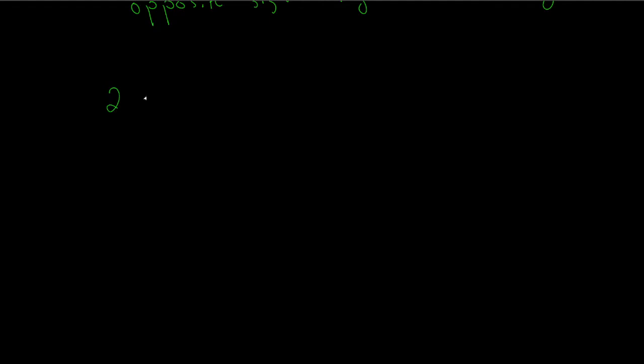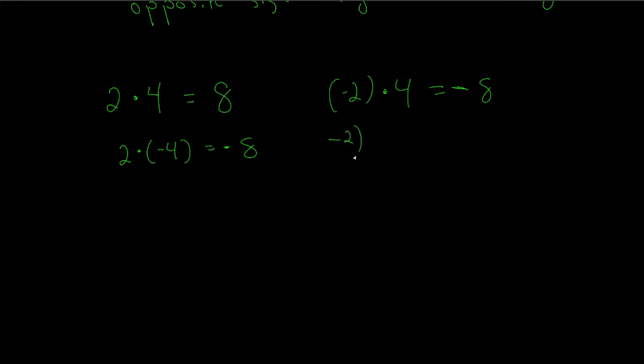So 2 times 4 has the same sign, so I get 8. Negative 2 times 4, well, I'm just going to multiply 2 times 4, which is 8, and I look at my signs. I've got different signs, so it's negative. 2 times negative 4, well, 2 times 4 is 8. I look at my signs, they're different, so it's negative. And negative 2 times negative 4, well, 2 times 4 is 8, and I've got two of the same signs, so it's positive.